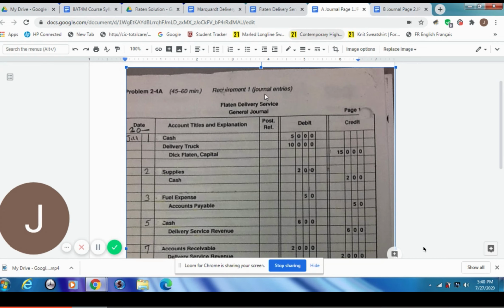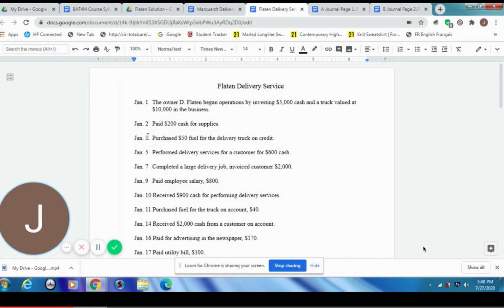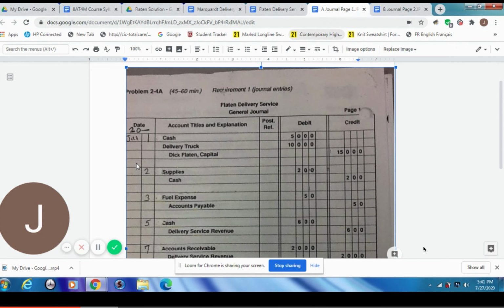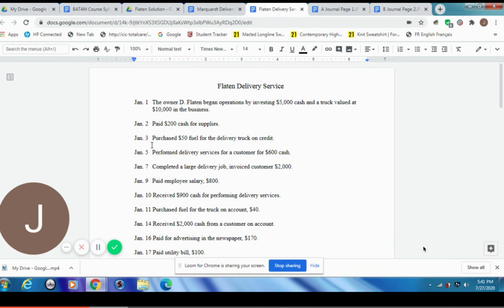Let's go back to our transaction sheet, and we'll look at the next one. So here we have on January 2, it says the business paid $200 cash for supplies. Okay, so they're buying supplies for cash. So we'll go across to our journal page here, and we'll put the date in, the 2nd. And we're going to debit supplies for $200, and we're going to credit cash for $200 as well. Okay, purchase supplies for cash. Leave a blank line, and then we go back to our transaction sheet, and we'll look at the next transaction.